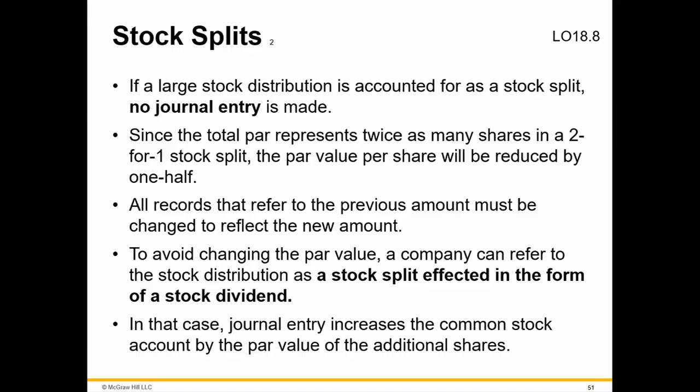To avoid changing the par value, a company can refer to the stock distribution as a stock split effected in the form of a stock dividend, because they might not want to change that par value. And in that case, you do need a journal entry which increases the common stock account by the par value of the additional shares. I'm not going to have you do any of that, but you can certainly look at an example in your book.